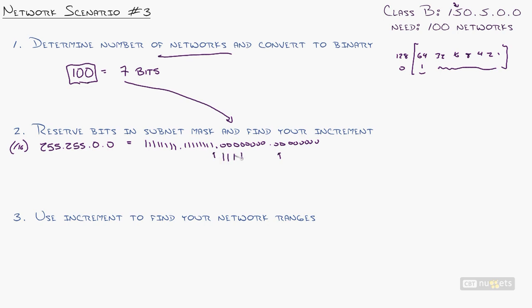1, 2, 3, 4, 5, 6, 7 zeros have been added on, and 0, 0, 0, 0, 0 is the rest. So our new subnet mask is 255.255.254.0. We're in that third octet, or it would be a /23 subnet mask because there's 23 ones. I say, okay, what is my increment? Lowest network bit converted to a decimal is 2.